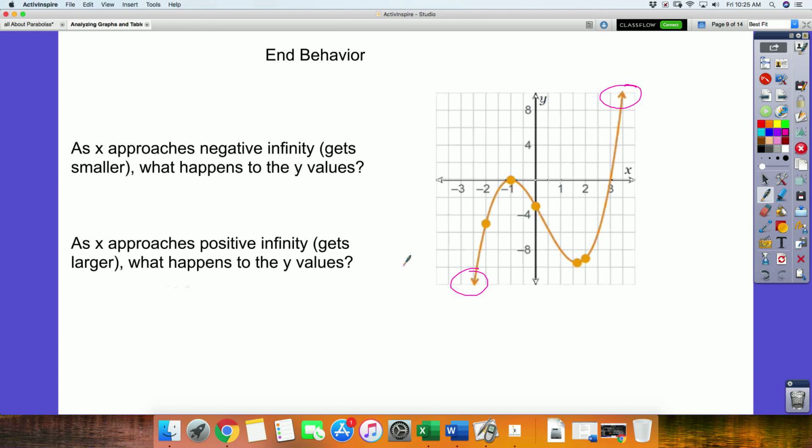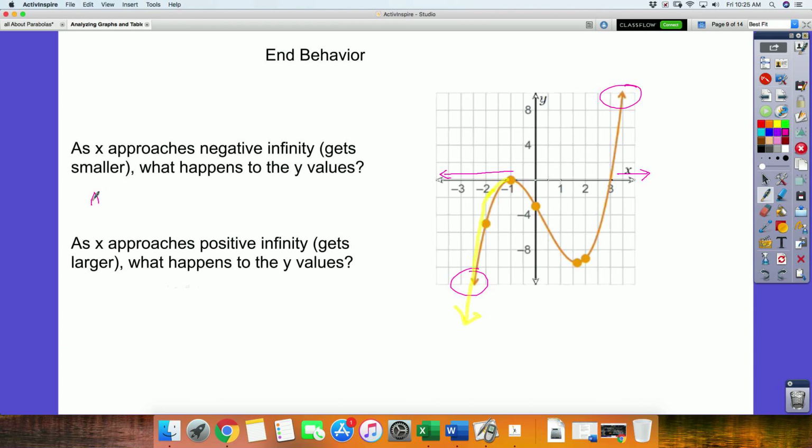So they want to know, what is the x doing as it's getting smaller? So as the graph goes this way, what are the y values doing? And as the graph goes this way, what are the y values doing? So if I look here, I can see that as my graph is moving to the left, as it's getting smaller, my arrow is going down. That means my y values are also getting smaller.